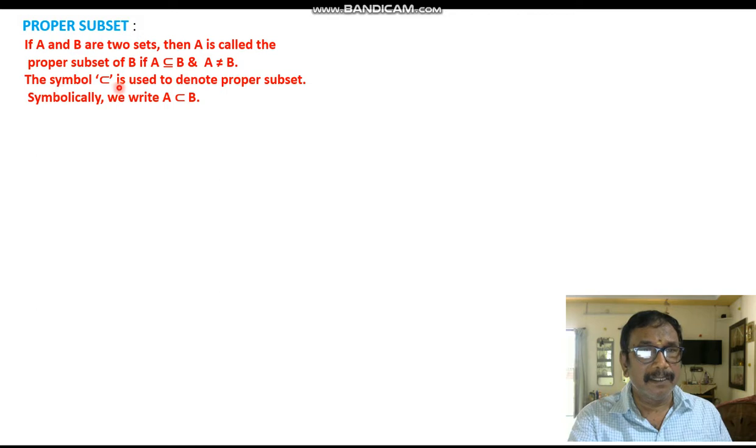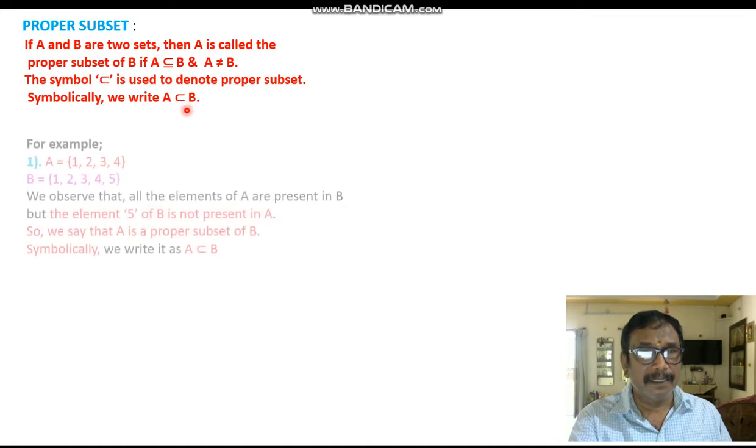This symbol is used to denote a proper subset. Symbolically, we write A is a proper subset of B like this.